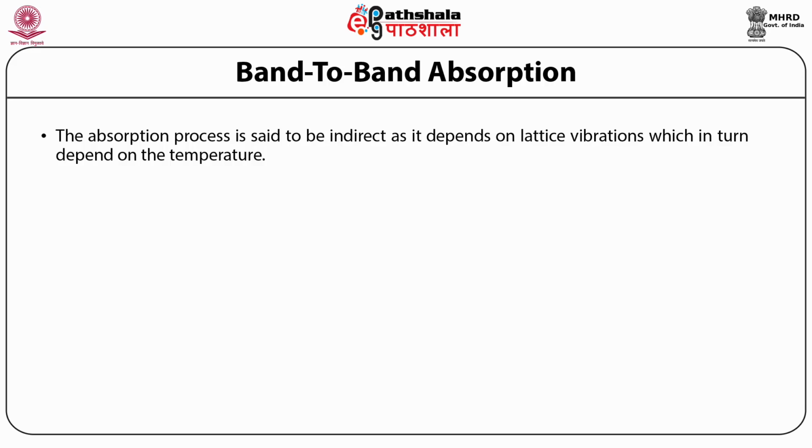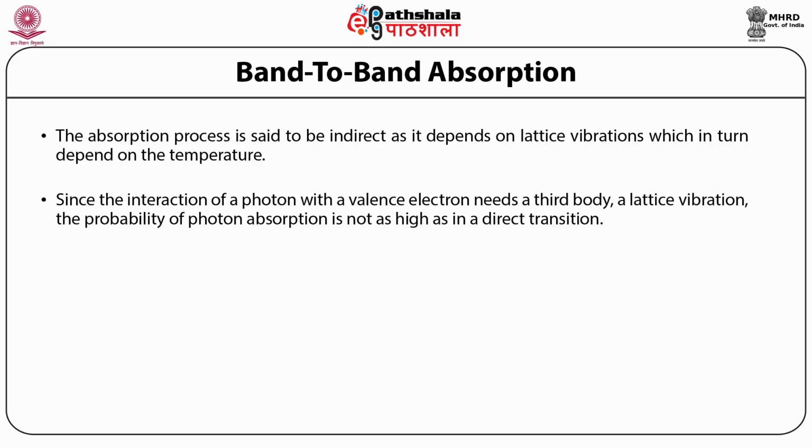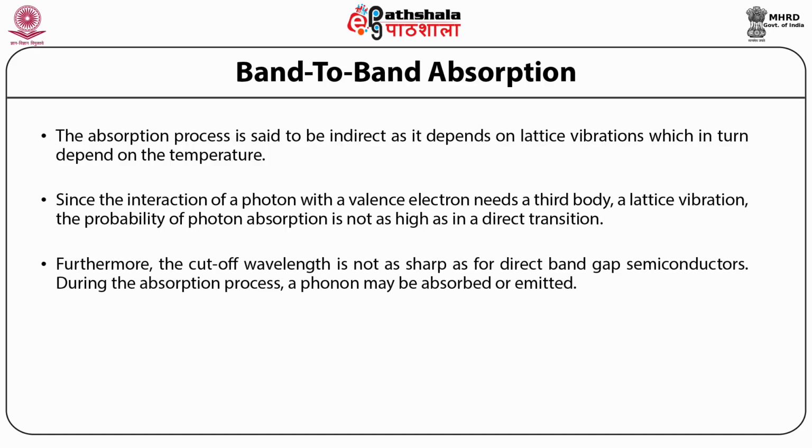Since the interaction of a photon with a valence electron needs a third body, a lattice vibration, the probability of photon absorption is not as high as in a direct transition. Furthermore, the cutoff wavelength is not as sharp as for direct bandgap semiconductors. During the absorption process, a phonon may be absorbed or emitted. If theta is the frequency of the lattice vibrations, nu is the photon frequency.